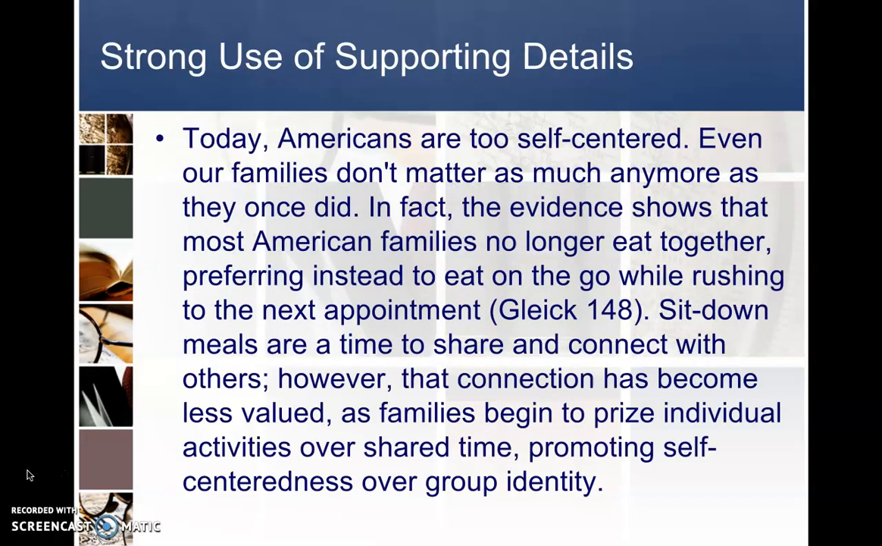This is a strong use of supporting detail. Please take a moment to read this paragraph. If you notice, by the end of the paragraph, the writer says, families begin to prize individual activities over shared time, promoting self-centeredness over group identity, which is directly connected to the topic sentence that is promoting self-centeredness.